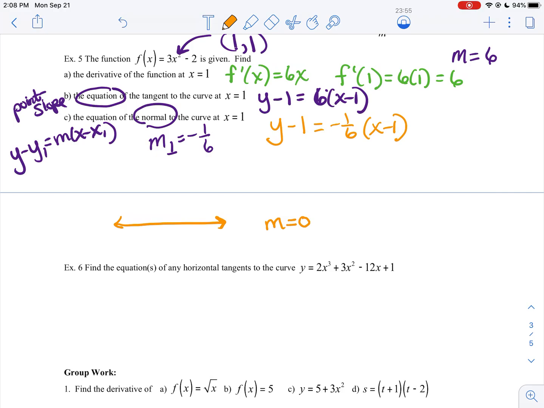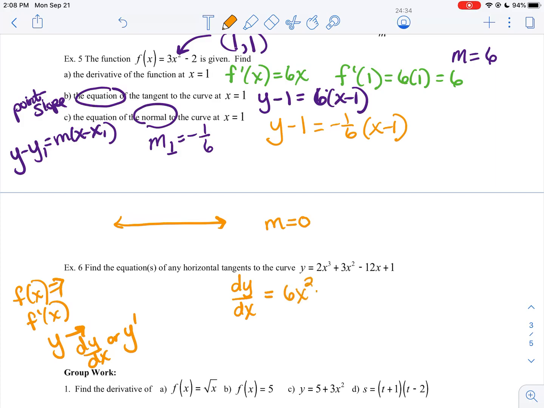So guess what we're going to do? Now, you can do dy dx. If you have f of x, we write the derivative as f prime of x. If you have y, you can write it one of two ways: dy dx, or y prime. And you'll see me use either. So let's go ahead and do dy dx. I do the power rule: bring down the power, decrease the power by 1.